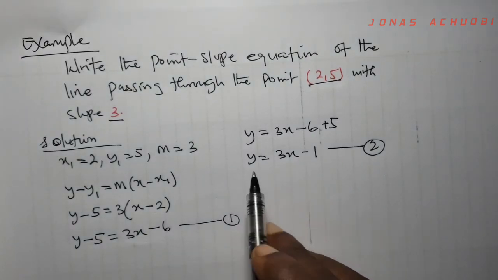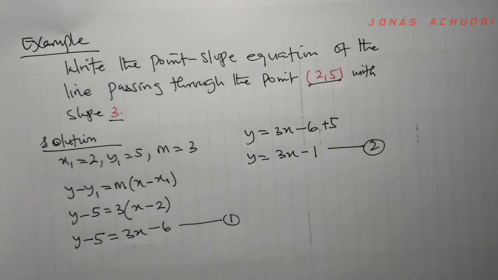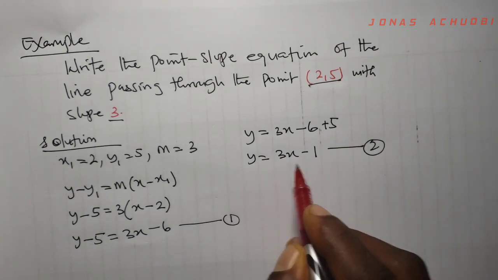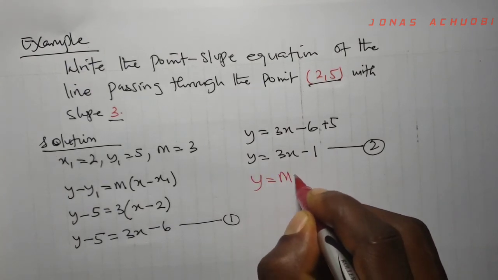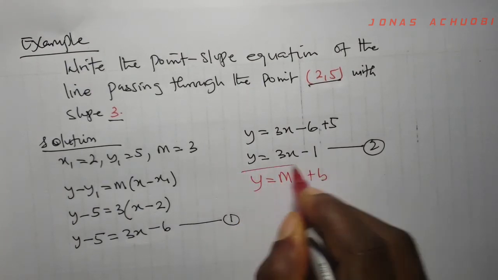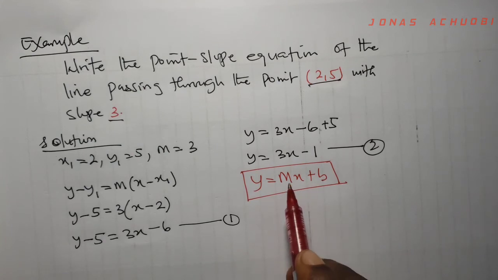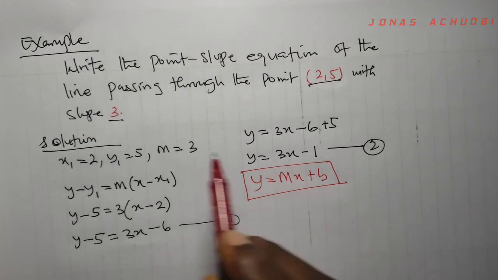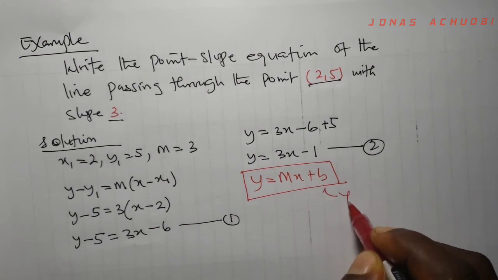Equation 2 is another form of equation of a straight line, which is referred to as the slope-intercept equation. So this is y equal to mx plus b, and we call this the slope-intercept equation. Now let us relate this equation to equation 2. m is the slope, and the slope was given to us as 3.